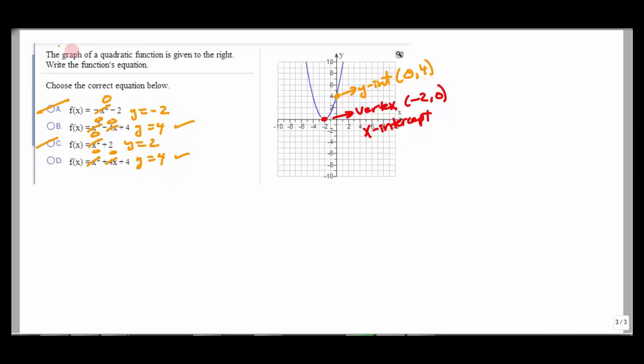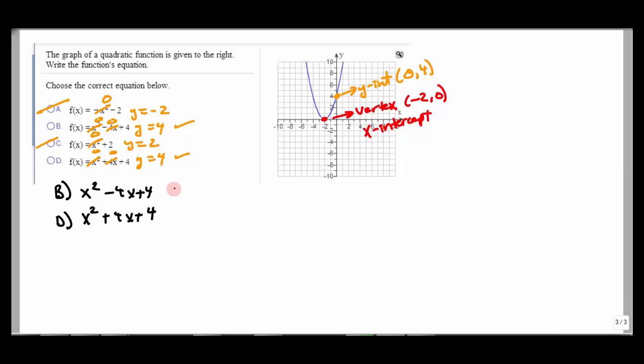Okay, and so for letter B, I have x squared, I'd better write them out again since I kind of crossed them out. I have x squared minus 4x plus 4, and for D, I have x squared plus 4x plus 4. So now let's go ahead and go after the x-intercept. Now the x-intercept means if I set y equal to 0.